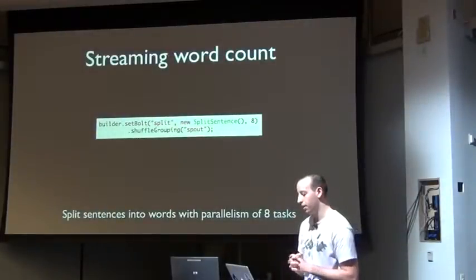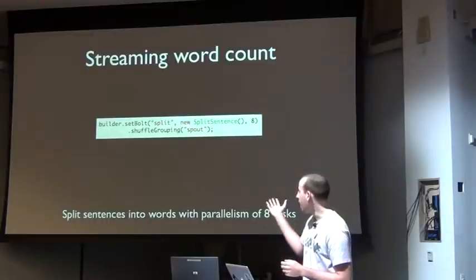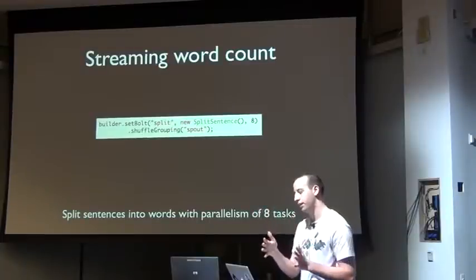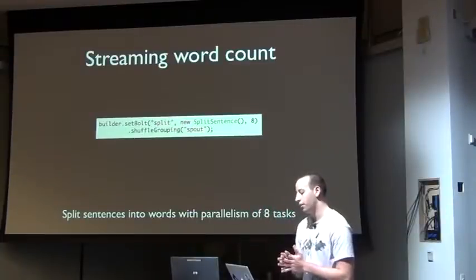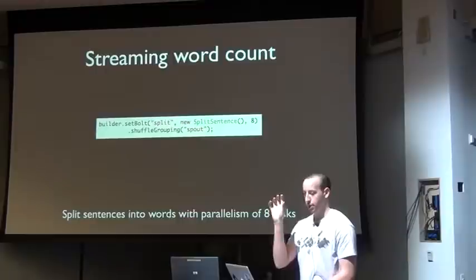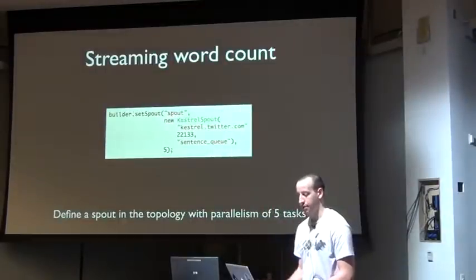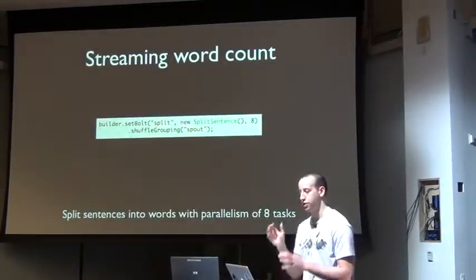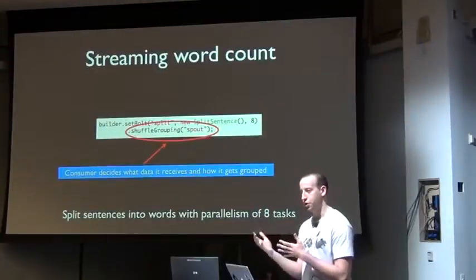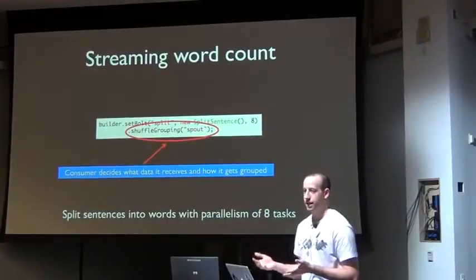All right, now let's create our first bolt. We'll call it split, and give it the ID of split. The implementation of this bolt is in the split sentence object. So this bolt will take in a stream of sentences and emit a stream of words. We give this bolt a parallelism of 8, and we say that this bolt reads its input from the spout component, which is what we defined over here, and it uses a shuffle grouping on that stream. All right, so you can see that it's the consumer that decides what data it receives and how it gets grouped.